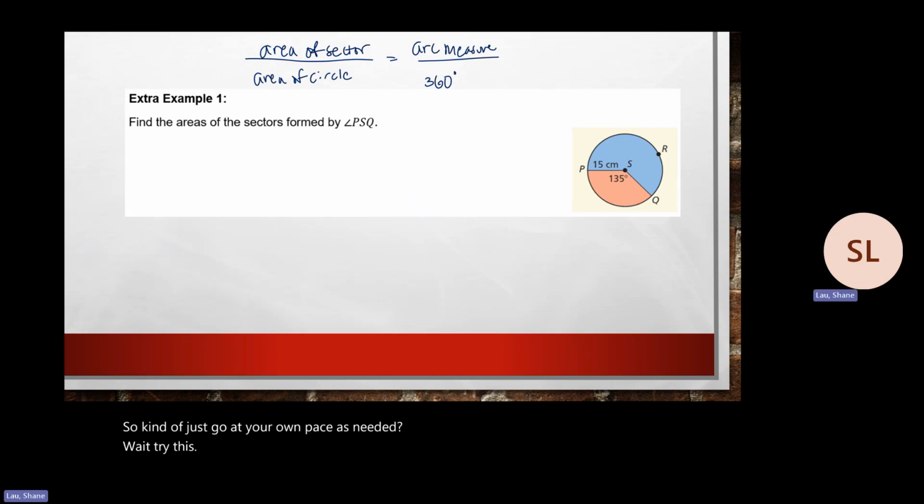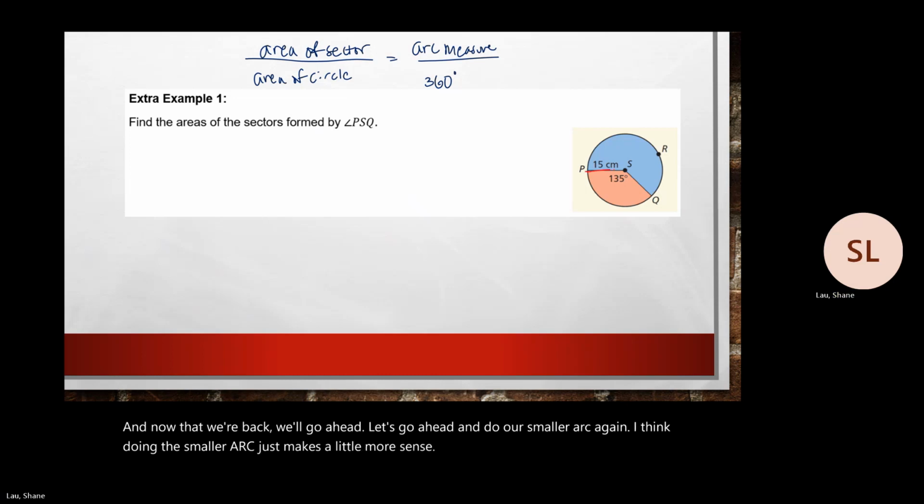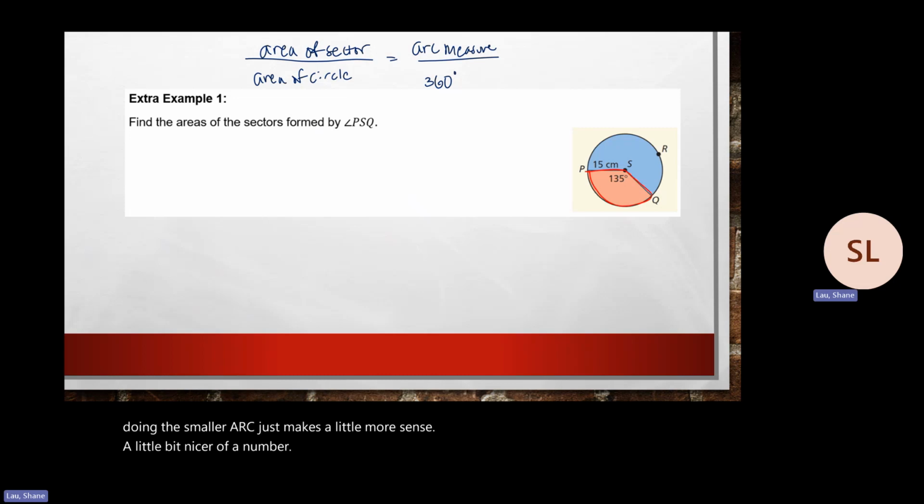And now that we're back, let's go ahead and do our smaller arc again. I think doing the smaller arc just makes a little bit more sense. A little bit nicer of a number. We have this 135. 135 equals 360 degrees.